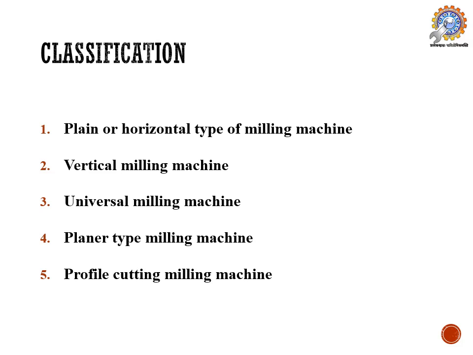Now with respect to machine, what are the classifications we have? First one is a plain or horizontal type of milling machine, conventionally used. Next is a vertical milling machine, universal milling machine, planar type milling machine, profile cutting milling machine. After these 5 classifications, the first 2 are very important, that are horizontal type as well as vertical milling machine.